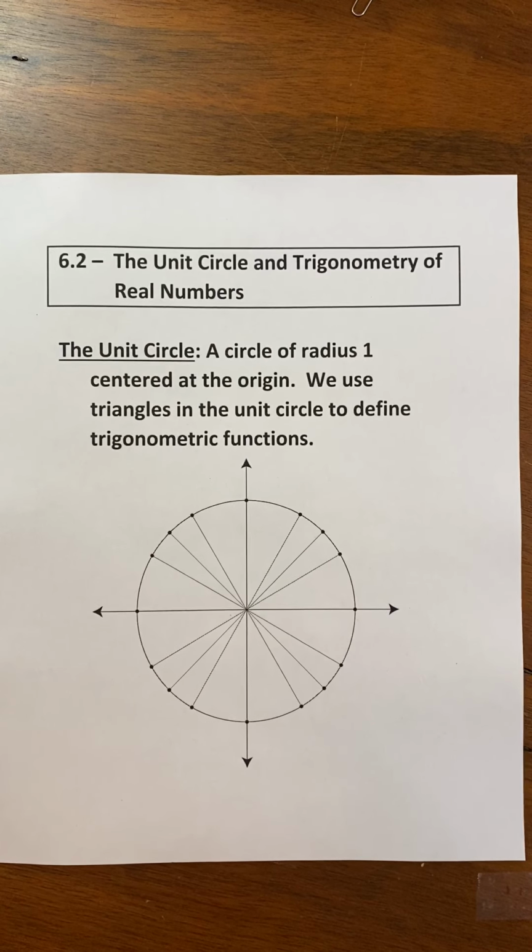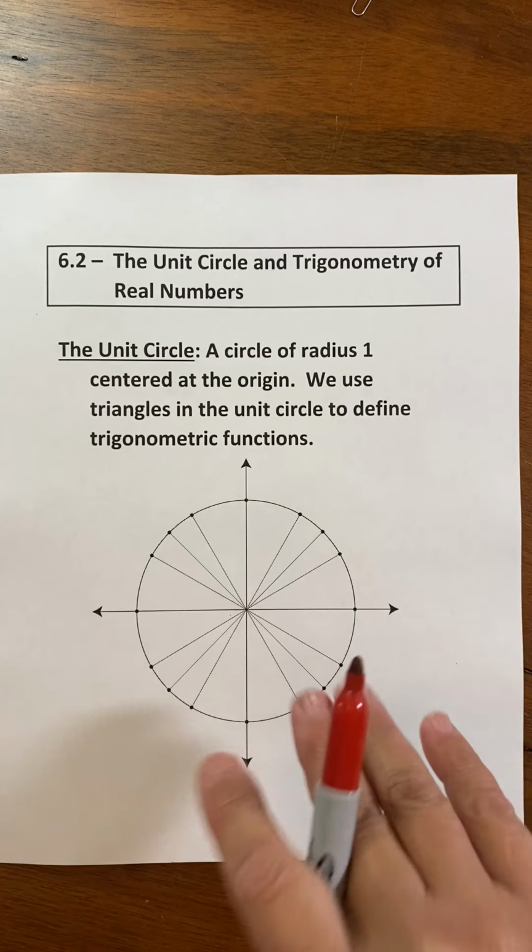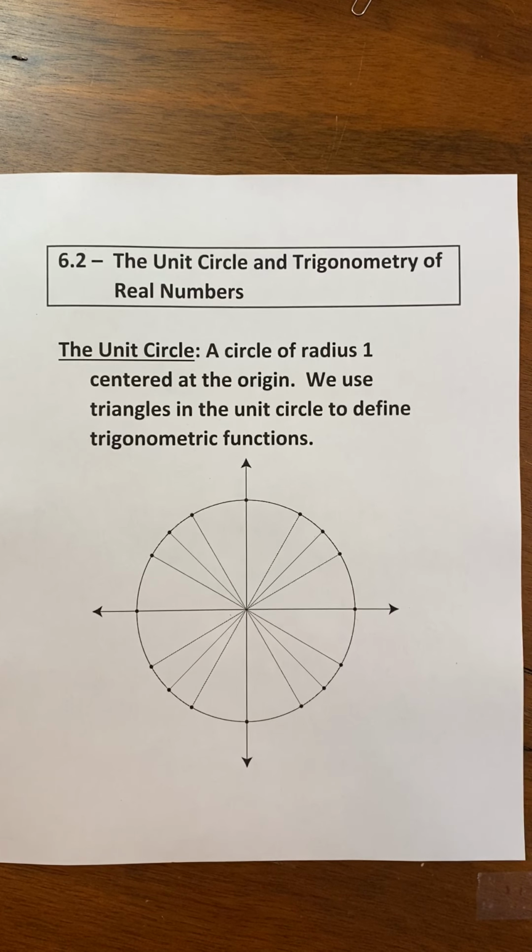Hi pre-calc friends, welcome to section 6.2, the unit circle and trigonometry of real numbers. The unit circle is a circle of radius 1 centered at the origin in the xy plane. We use triangles in the unit circle to define trigonometric functions.